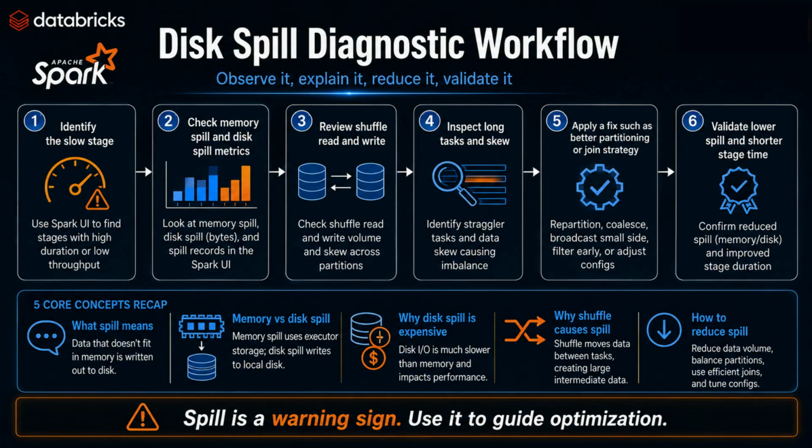Fifth, apply a fix such as better partitioning, a better join strategy, early filtering, fewer columns, or adjusted cluster configuration. Finally, validate the result. Confirm that memory spill and disk spill are lower and that stage duration improved. Spill is a warning sign. Use it to guide optimization.